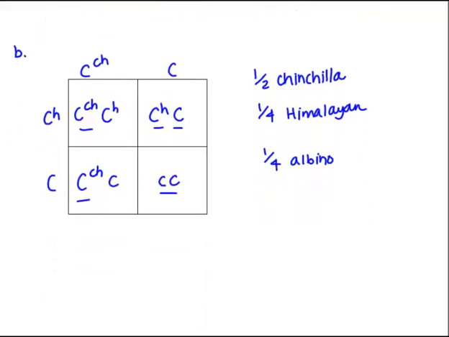And this can be written differently as 2 chinchilla to 1 Himalayan to 1 albino.